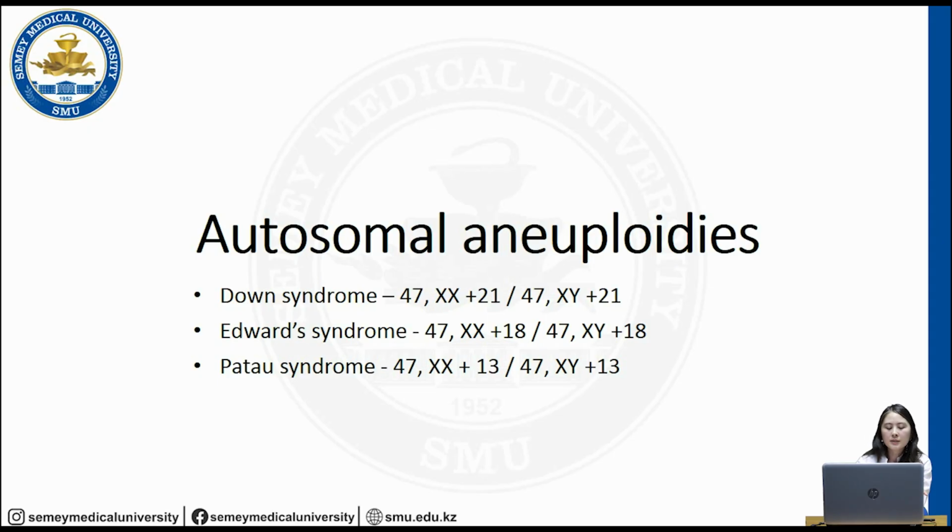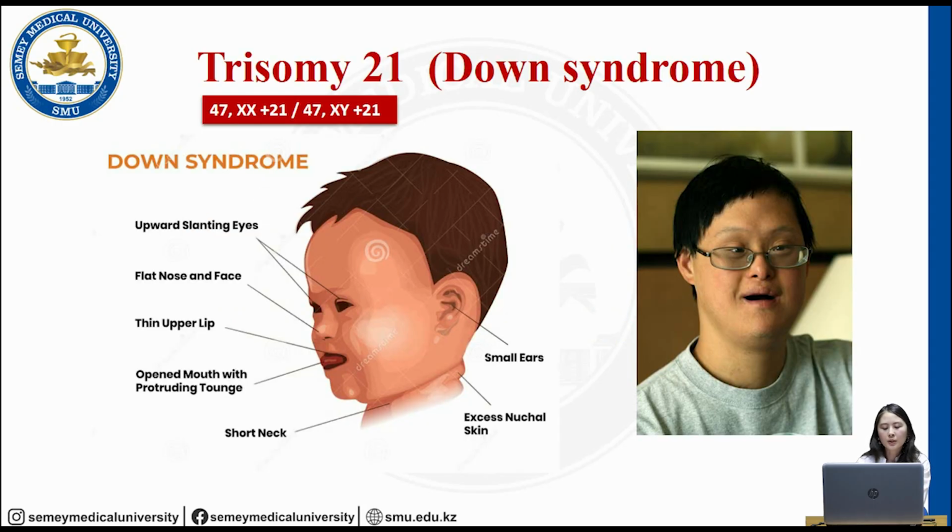Here you can see the examples: Down syndrome, Edwards syndrome, and Patau syndrome, and also the karyotypes for these syndromes. Trisomy 21 or Down syndrome karyotype is 47,XY plus 21. This syndrome is described with the upward slanting eyes, flat nose and face, thin upper lip, opened mouth with a protruding tongue because they have macroglossia, large tongue, small ears, excess nuchal skin, means excess skin on the neck, short neck, brachycephaly.